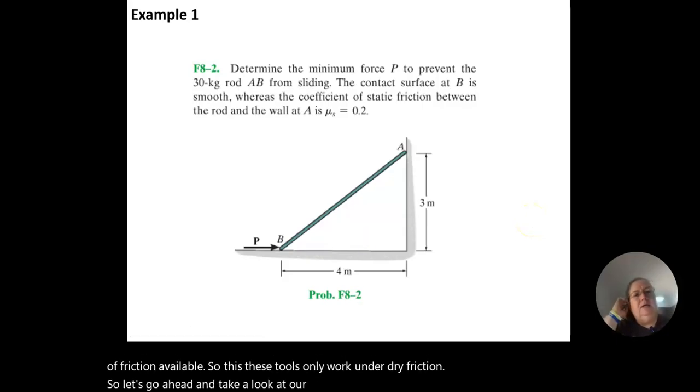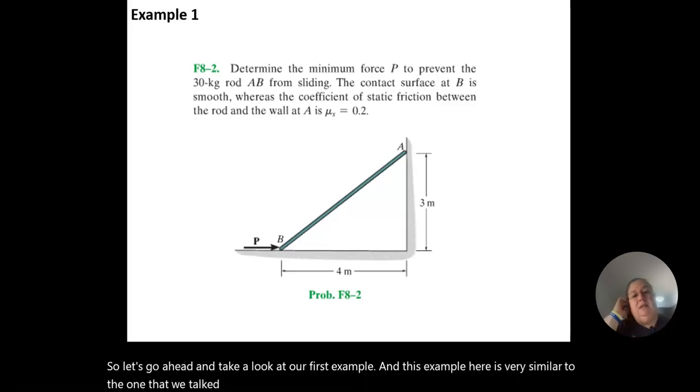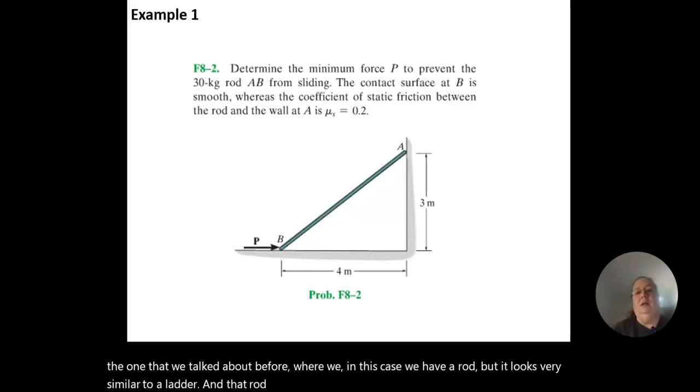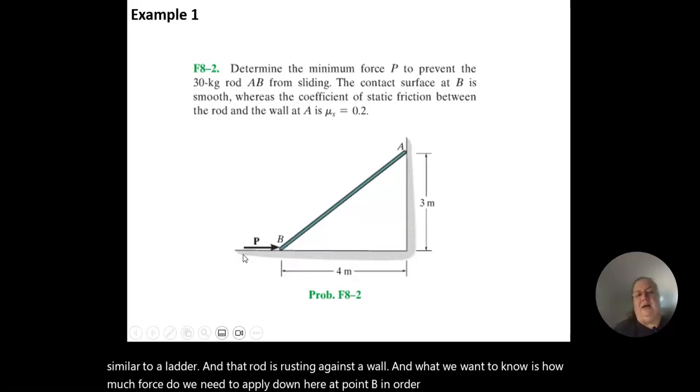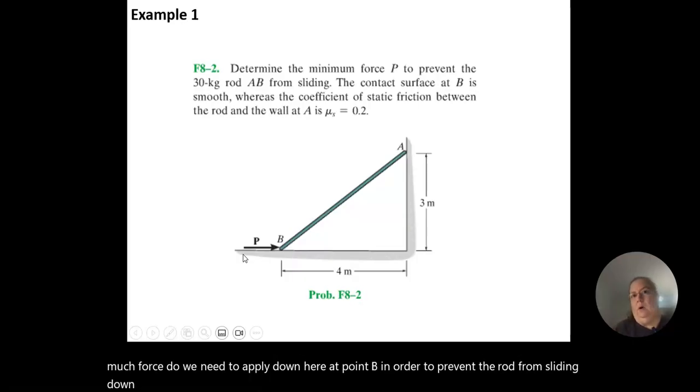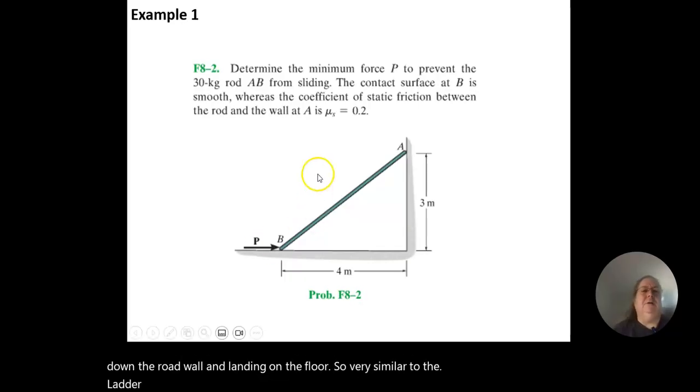This example is very similar to the one we talked about before. In this case, we have a rod that looks very similar to a ladder, and that rod is resting against a wall. What we want to know is how much force we need to apply down here at point B in order to prevent the rod from sliding down the wall and landing on the floor. So very similar to the ladder example that we talked about earlier.